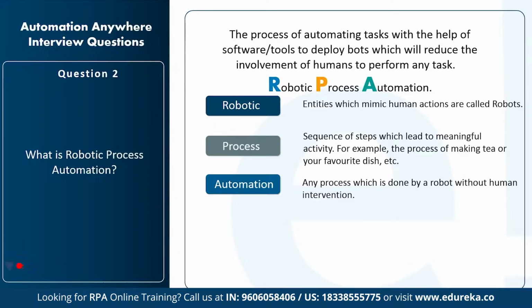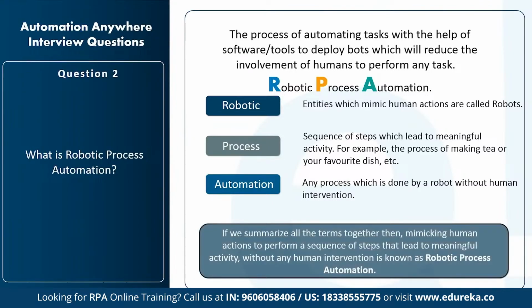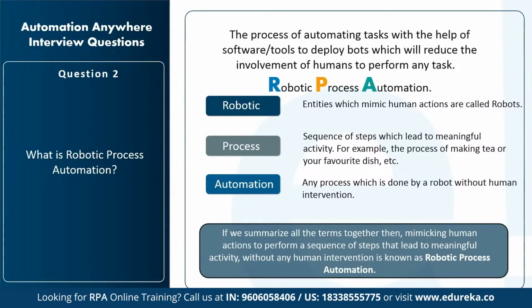Coming to process, it is basically a sequence of steps which lead to a meaningful activity. For example, if you want to make coffee, then you follow a proper process, right? So that is what a process is. Robots follow this process to automate a task. And finally, automation is any process which is done by a robot without any human intervention. If we summarize all three terms together, mimicking human actions to perform a sequence of steps that lead to a meaningful activity without any human intervention is said to be robotic process automation.